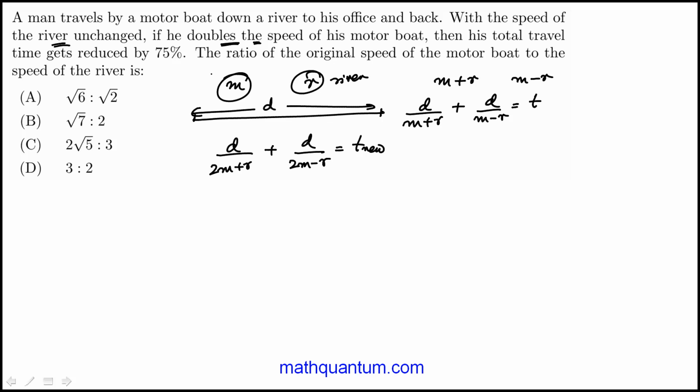The time gets reduced by 75%. So whatever T was, you reduce it by 75%. That means it's 25% of the original. So that's our relationship. The question is the ratio of the original speed of the motorboat to the speed of the river. So we really need M to R.